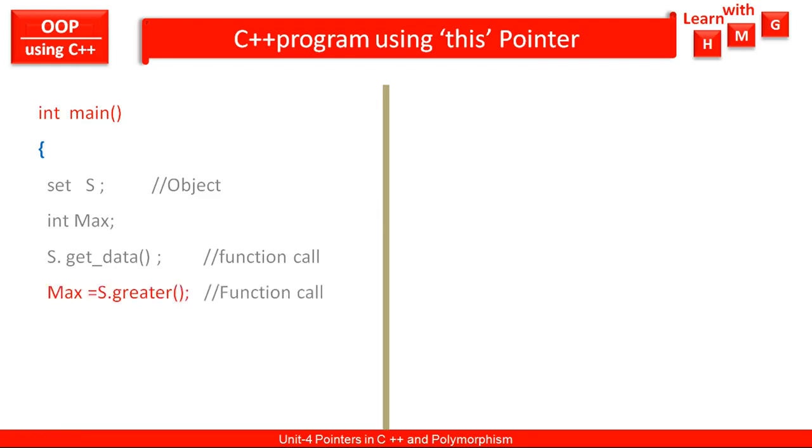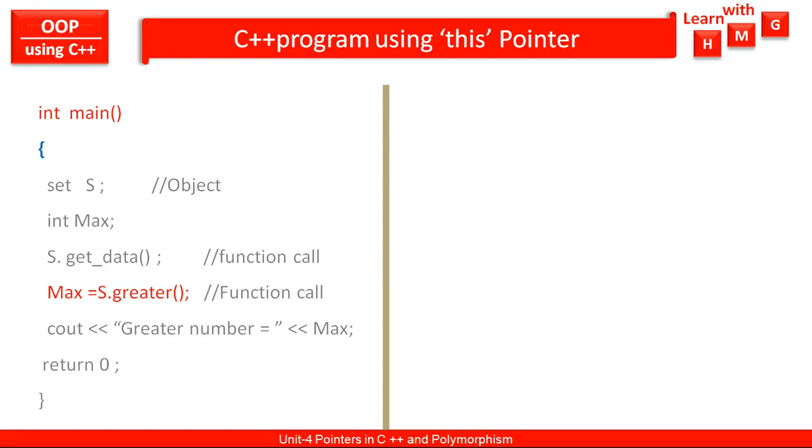Then the function call of the greater function. The greater function is called using the calling object S and the dot operator: S dot greater. So here S is acting as the calling object, and this function call will return one integer value, which will be stored in the variable max. Like this, our result is available in the max variable. Let us display it: cout greater number is equal to max, return 0, and the end of the function. Like this, the main function is over.